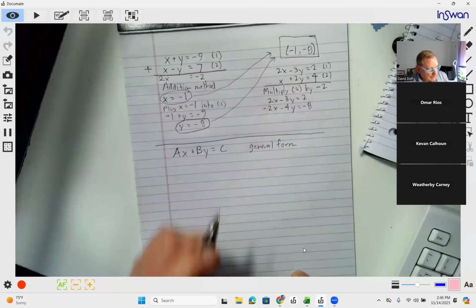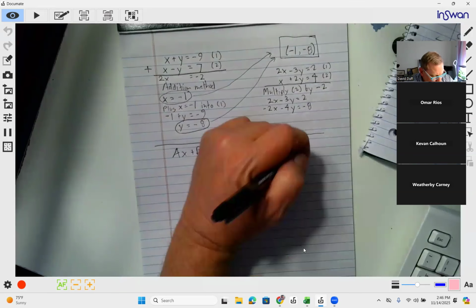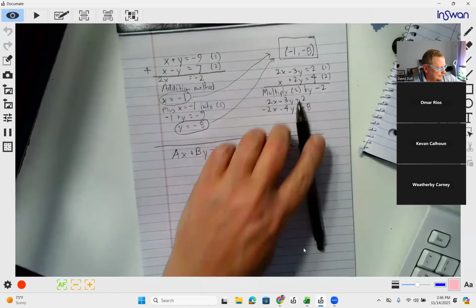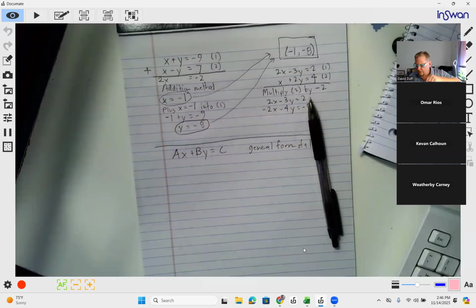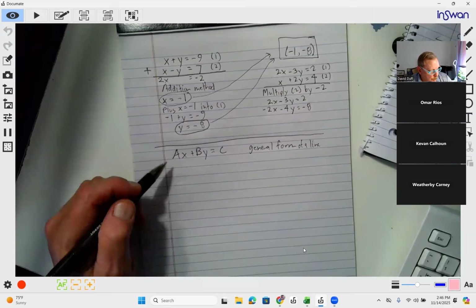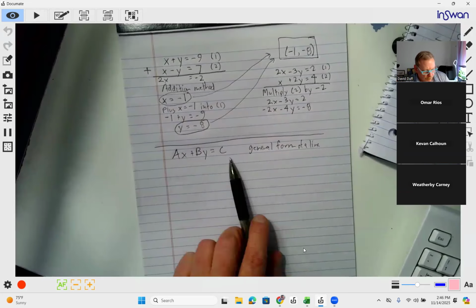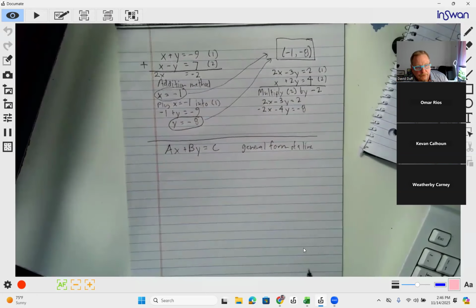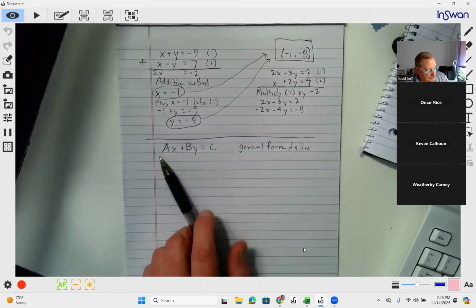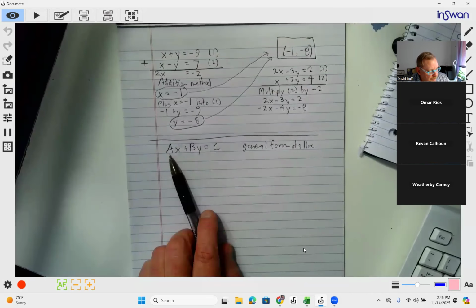This is known as the general form of a line. All right. So when we're solving a system of equations, we want it to be in this form. You've heard of slope-intercept form. You've heard of point-slope form. When we're solving a system of equations, we want it in this form.